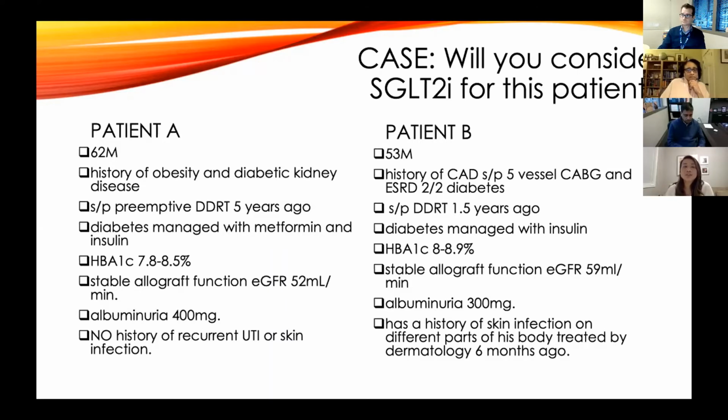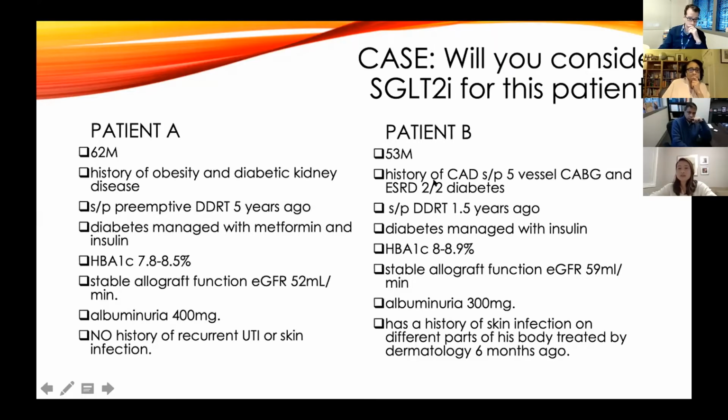Patient A is a 62-year-old male. He has a history of obesity and diabetic kidney disease. He had a kidney transplant 5 years ago. His diabetes is managed with metformin and insulin. His hemoglobin A1C is 7.8 to 8.5. He has a stable allograft function of 52 mL per minute, and he has albuminuria of 400 milligrams. He has no history of infection.